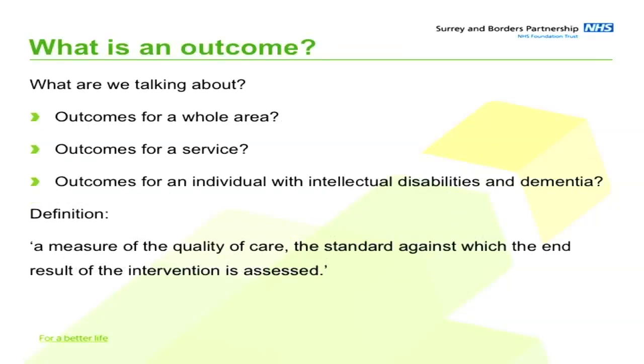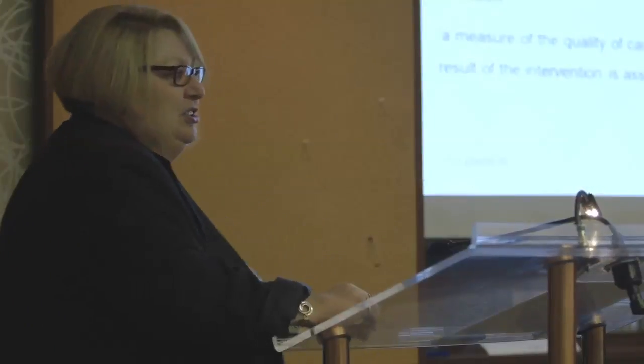So what is an outcome? What are we talking about? Is it outcomes for the whole of British Columbia, or just Vancouver, or for a home in Vancouver, or for a person in Vancouver? What are we wanting? What are we interested in measuring? So I looked to the dictionary and I looked for a definition of health-related outcomes. And it says a measure of the quality of care, the standard against which the end result of the intervention is assessed. Well, it didn't really help much, did it?